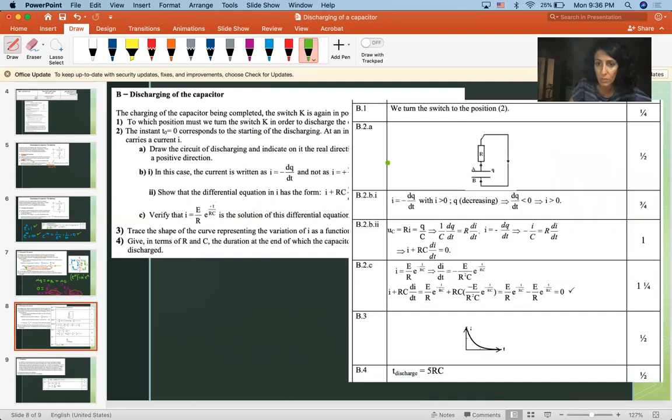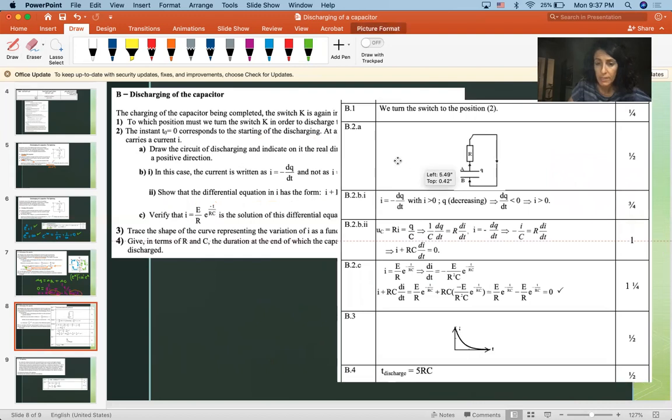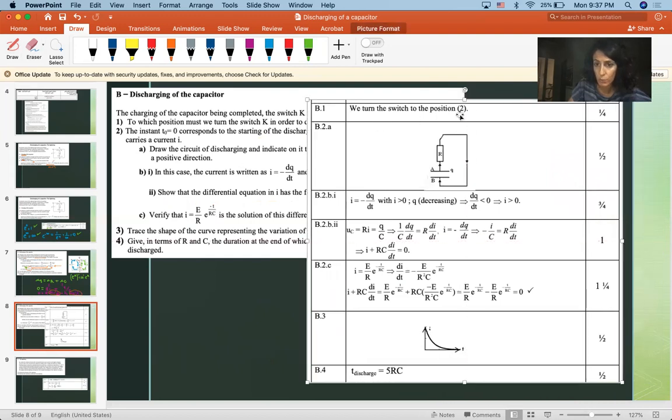Now let me check the answers. And yes, they said it has to be on position 2. We drew the circuit with the current. We said that the current should be positive, and since Q is decreasing, dQ over dt is negative, so we add a minus. Okay, they explain because of the discharge. And here they show the differential equation.